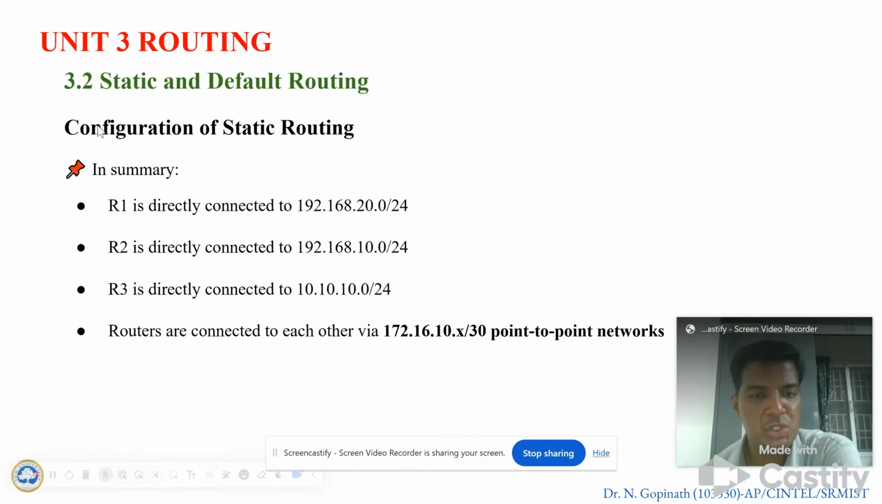R1 is directly connected to 192.168.20.0/24. Similarly, R2, that is router 2, is directly connected to 192.168.10.0/24. And R3 is directly connected to 10.10.10.0/24. The routers are connected to each other via 172.16.10.x/30.